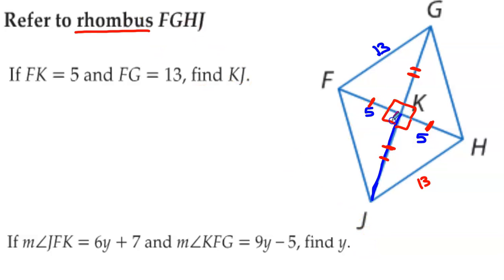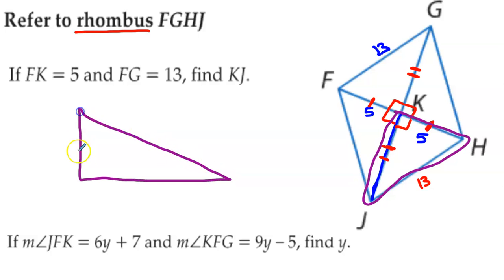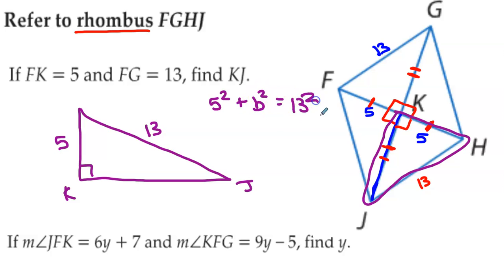And then look at this triangle here in purple. That is a right triangle, where one leg is 5 and the hypotenuse is 13. We just need to figure out what KJ is. So let's figure it out. Let's do the Pythagorean theorem. The Pythagorean theorem tells us that one leg squared plus the other leg squared equals the hypotenuse squared.